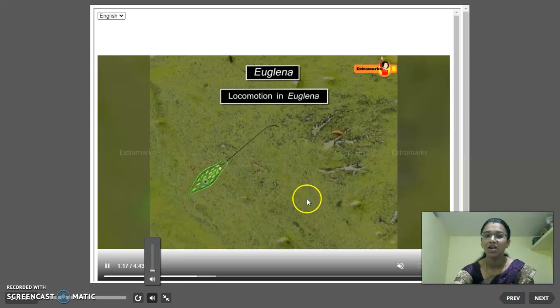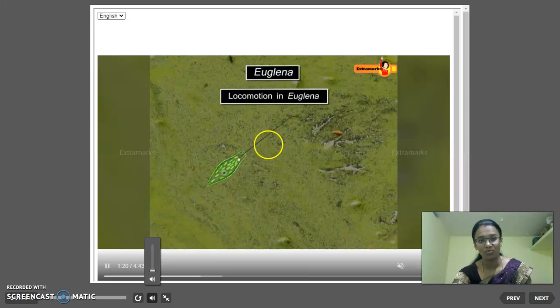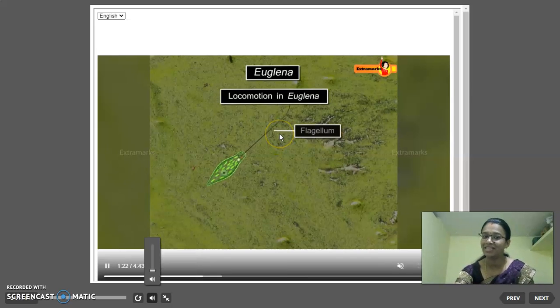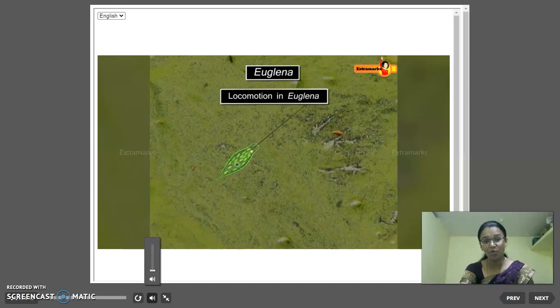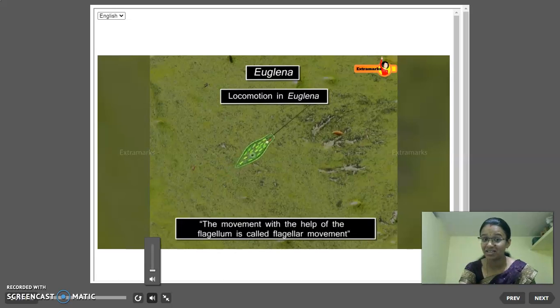Okay, look at here. How does this euglena move? They use their flagella to move. For changing direction, for moving, everything they use their flagella. So this movement is called as flagellar movement. Clear, children? So second point, write it there as flagellar movement in euglena. In euglena, what is moved there? Flagella. Have you noted down? First one is amoeboid movement, and then second one is flagellar movement.